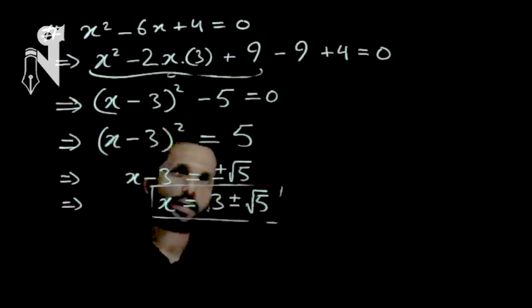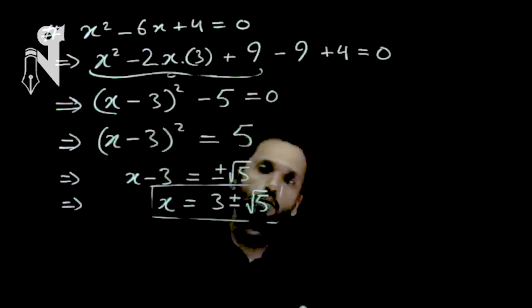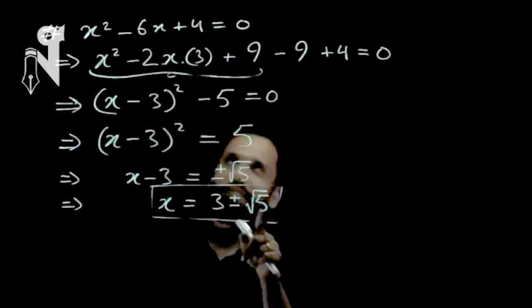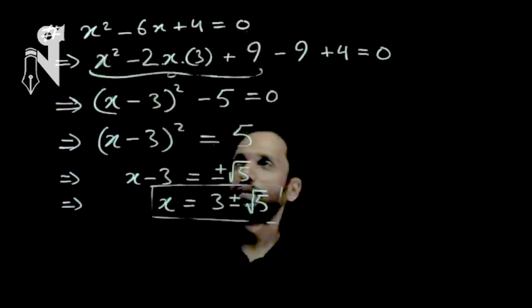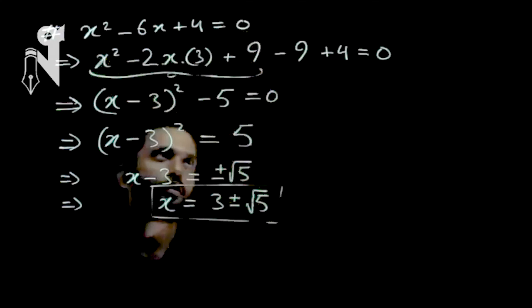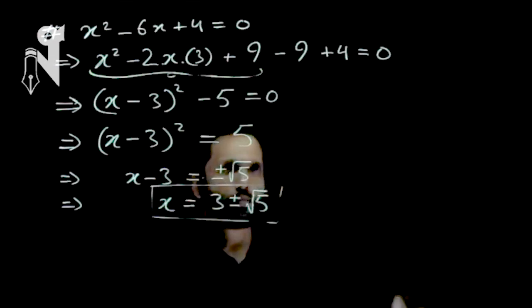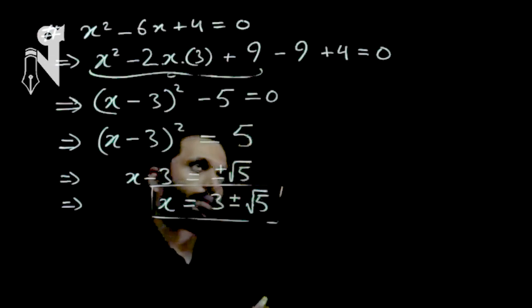I hope you got that as the answer. If you want to cross check, you can put 3 plus root 5 into this and check it out, it should come to be 0. So that's the solution for the first one. What about the next one? Let us just try out the next one also.